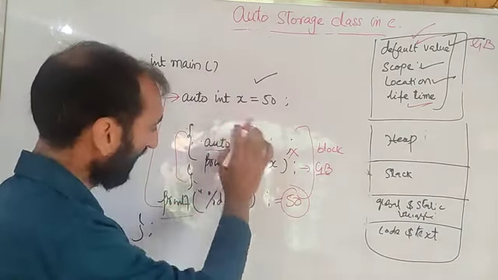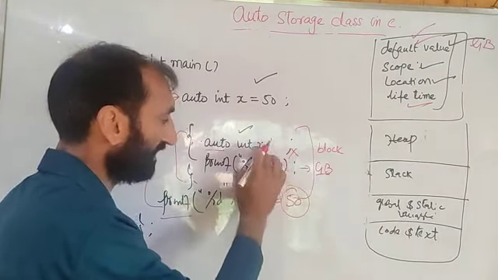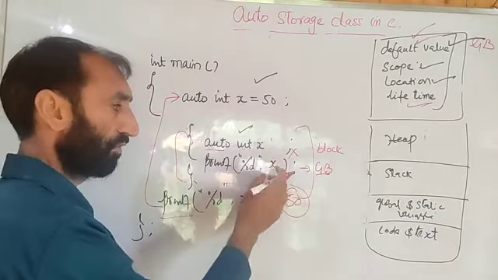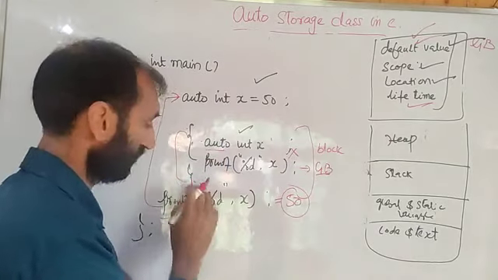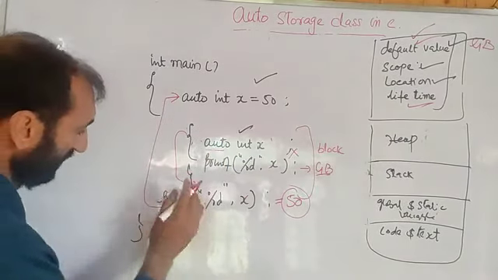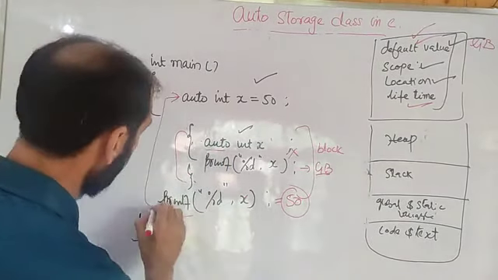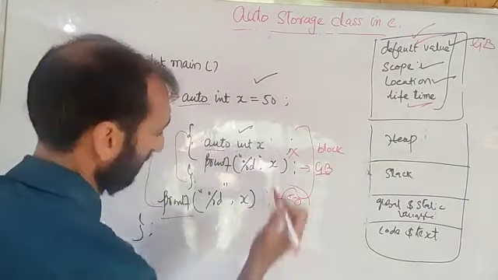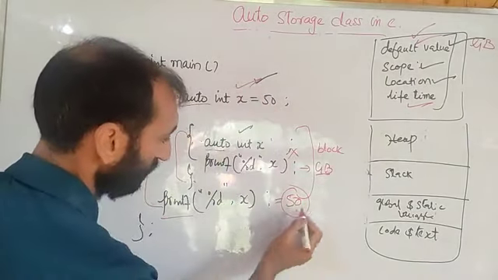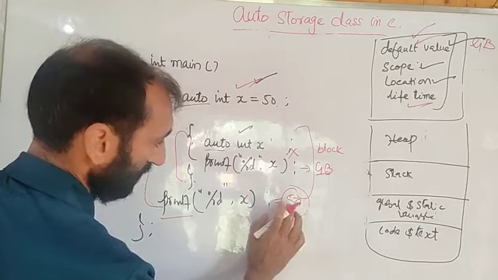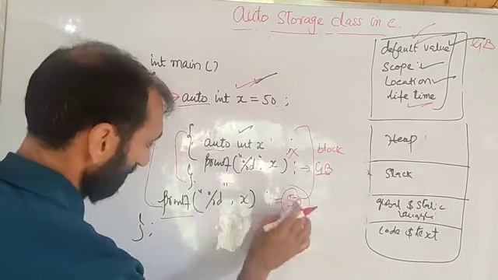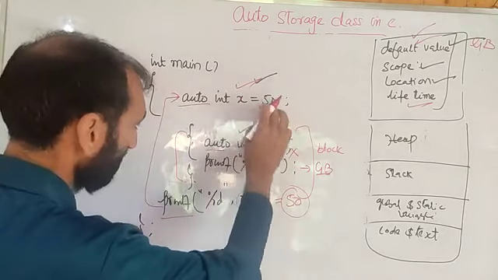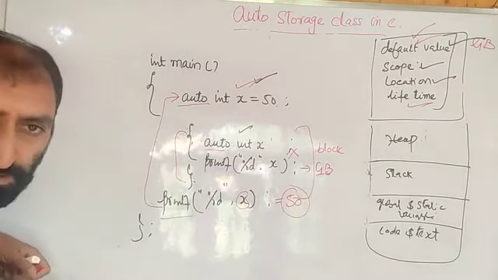That means after exiting from this memory, it will get released. So the lifetime of this variable will be from this point to this point. After executing this line, printf percentage x, it will access this auto 50, this value 50. So the value of x in this case, 50, will get printed.